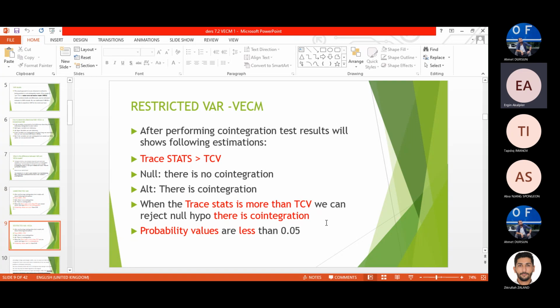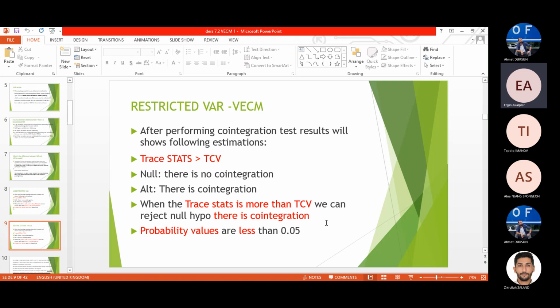Restricted VAR or vector error correction. After performing co-integration test, results will show the following estimations. Trace statistics will become higher than the test critical values. The null hypothesis is there is no co-integration, and the alternative, there is co-integration. And when the trace statistic is more than test critical value, we can reject the null hypothesis. There is co-integration. The probability values now become less than 0.05, which means we will use restricted VAR, the vector error correction.